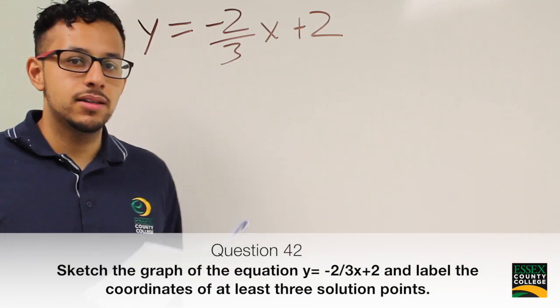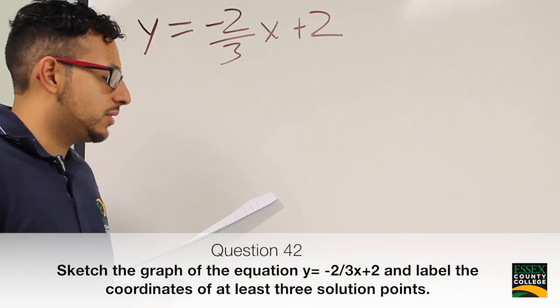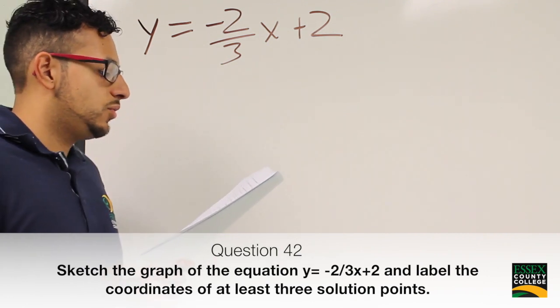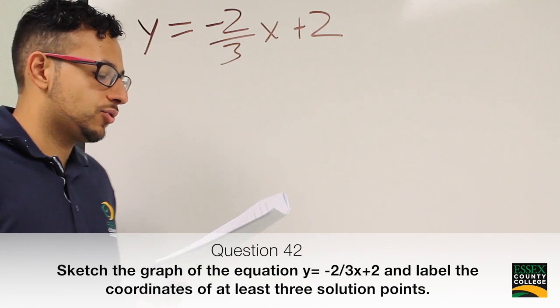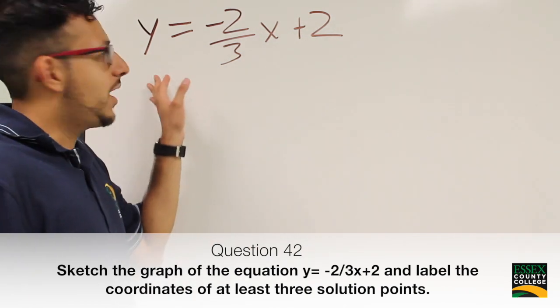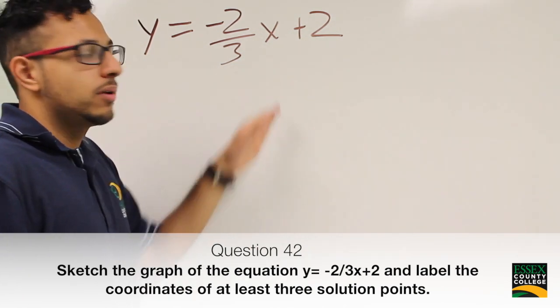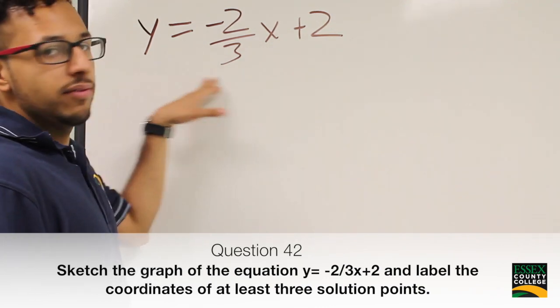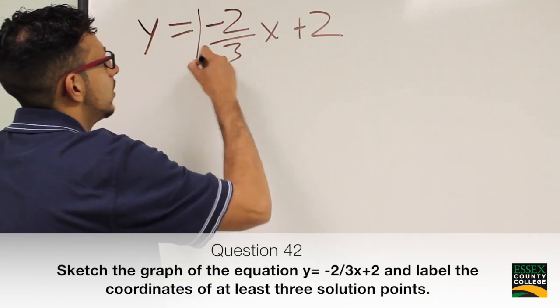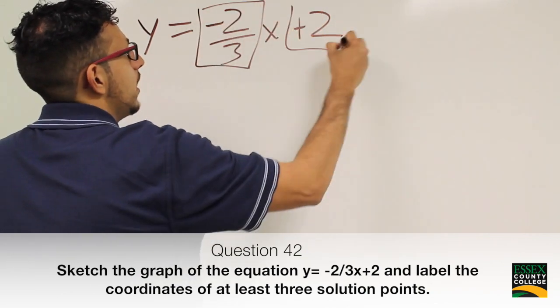The problem states, sketch the graph of the equation y is equal to negative 2/3 x plus 2 and label the coordinates of at least 3 solution points. So first we have to graph this equation and then plot the coordinates of 3 solution points. The easiest way to graph this is to use the slope and the y-intercept.